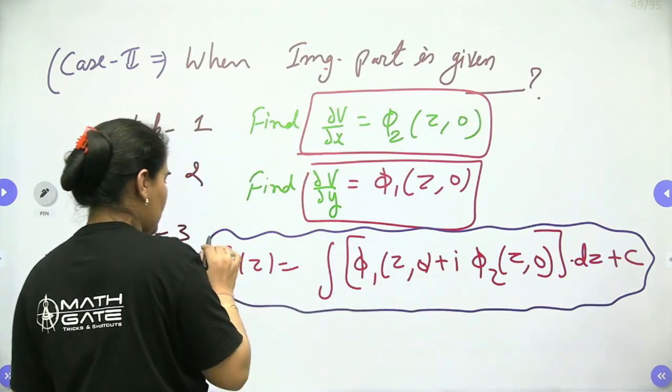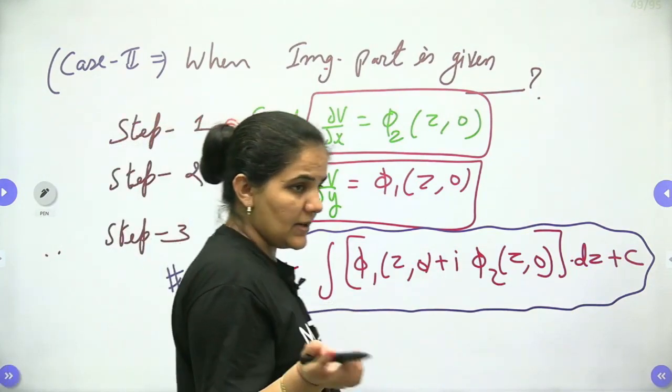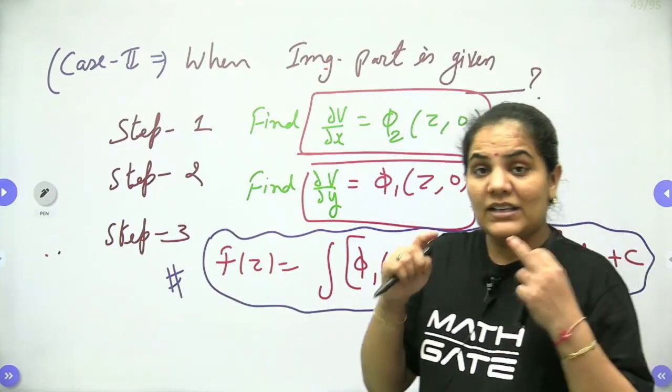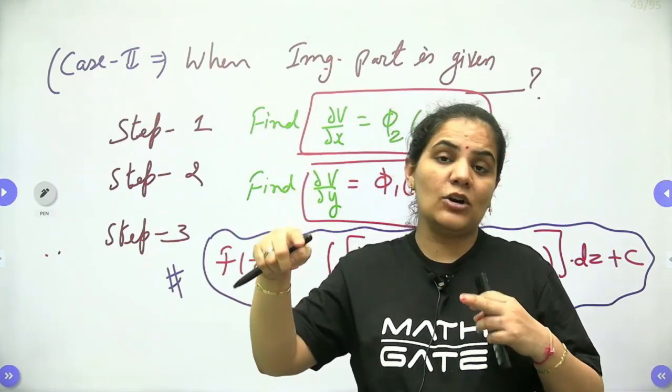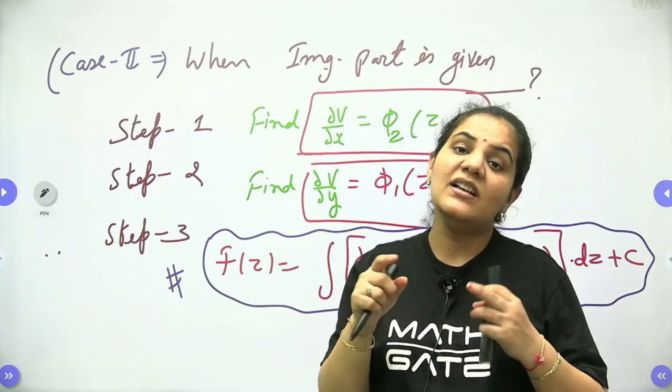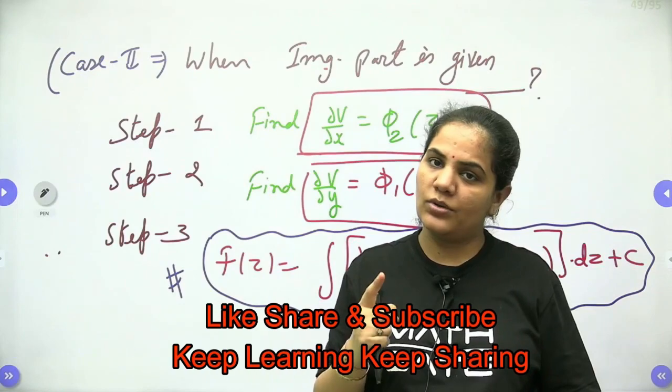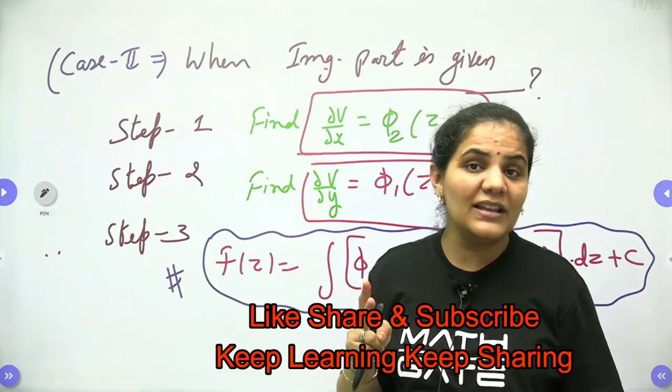Now how will you construct a function? If in the question suppose the real part or the imaginary part is given, only one part is given, and the question is asking you to construct the complex function, then you will follow these 2 methods. The first one was the total derivative method and the second one was the Milne-Thomson method.